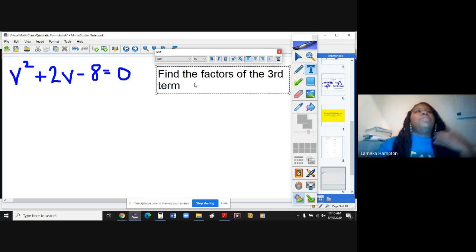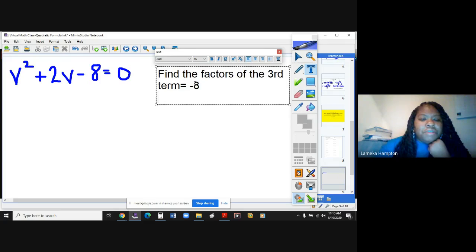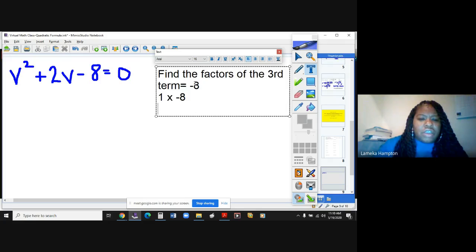And my third term in this instance is going to be negative 8. So remember, the number always takes the sign. So you just can't say 8. You have to say negative 8. All right. So here I am going to simply write all of the factors that if I multiply them together will give me negative 8. Okay. So I have 1 times negative 8. Okay. Then I have 2 times negative 4.